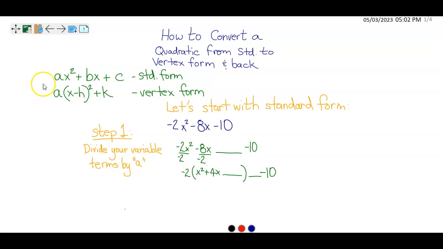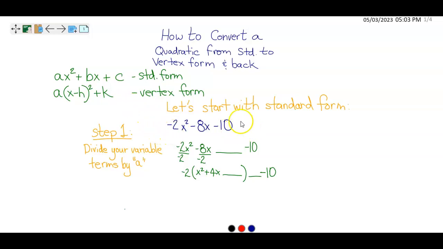Over here, I'd like to call your attention to the forms of these two expressions. This is standard form, ax squared plus bx plus c. And here's vertex form, a times x minus h, quantity squared, plus k, where h and k are the vertex of the quadratic.